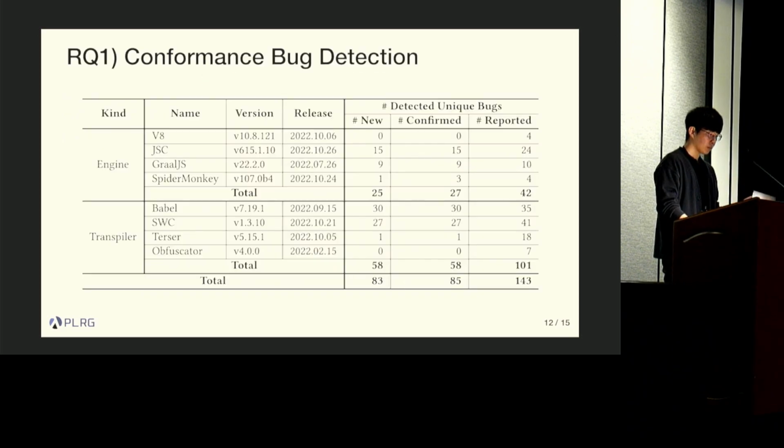First, we evaluated the conformance bug detection ability of our tool. As a result, our tool successfully detected 42 engine bugs and 101 transpiler bugs. After reporting all of them, 85 bugs were officially confirmed by developers, and 83 bugs were newly detected bugs.